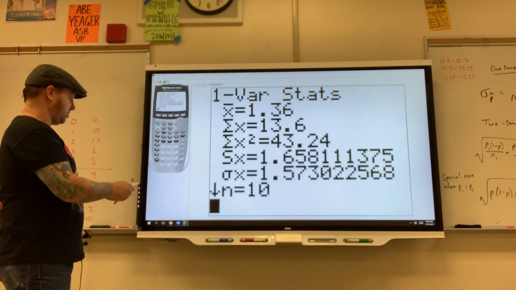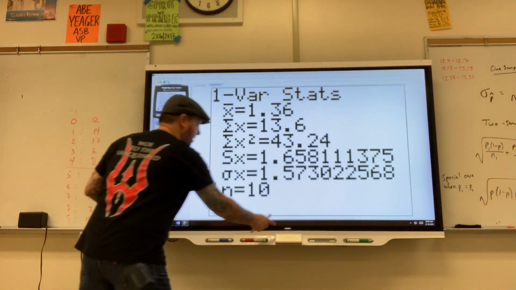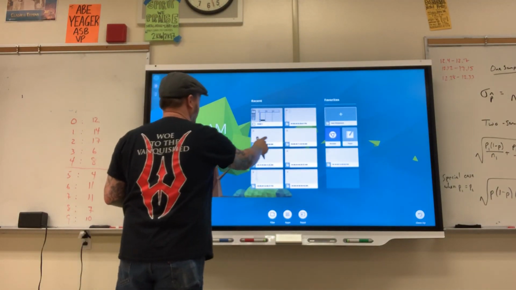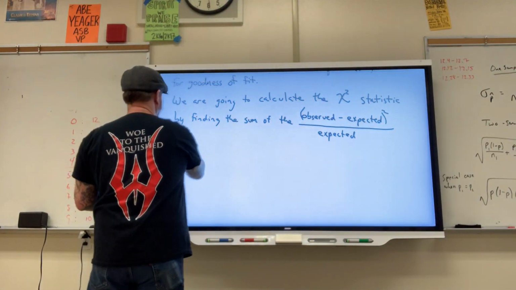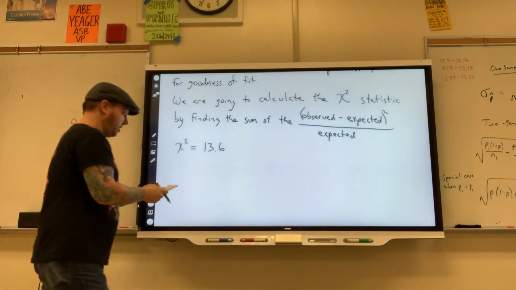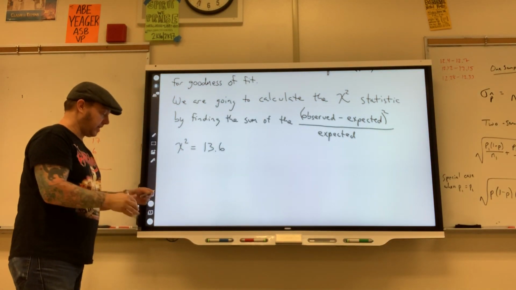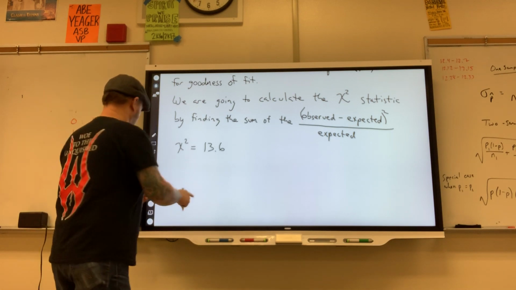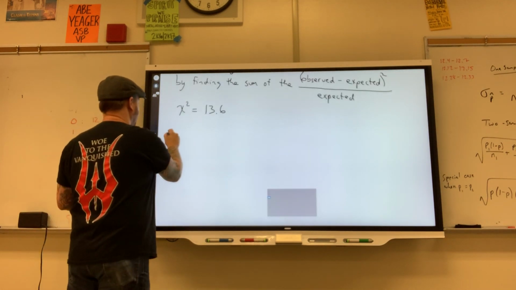Okay, great. So what does that mean? Wonderful question. Let's find out. So our chi-square statistic, we said was 13.6. Now, let's talk about the chi-square distribution.